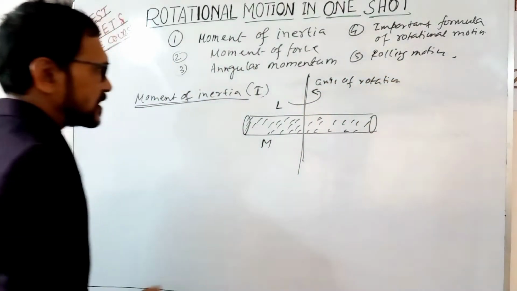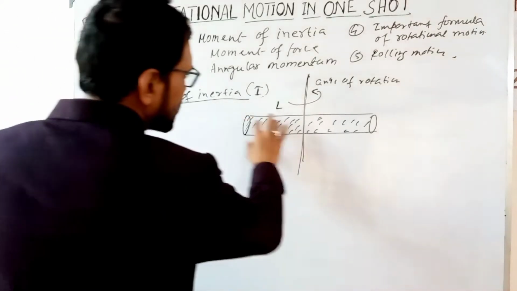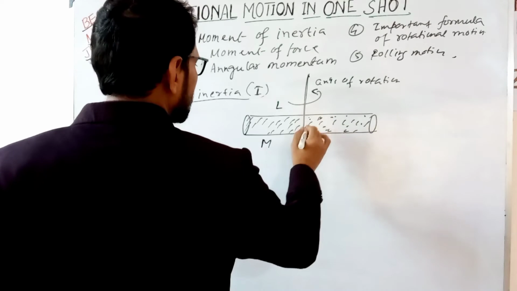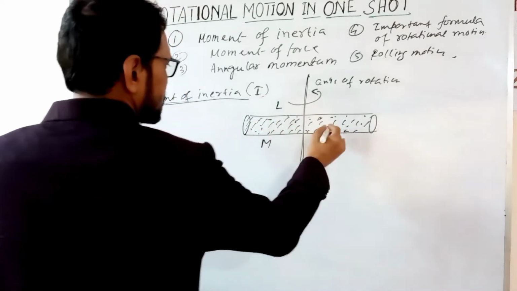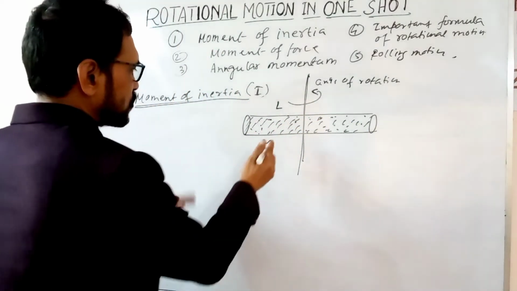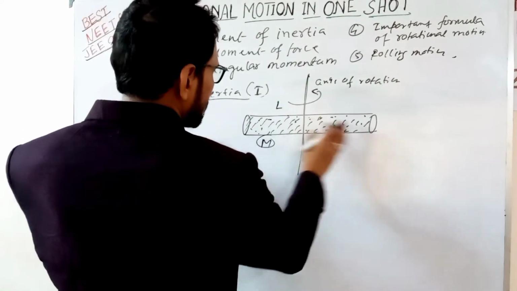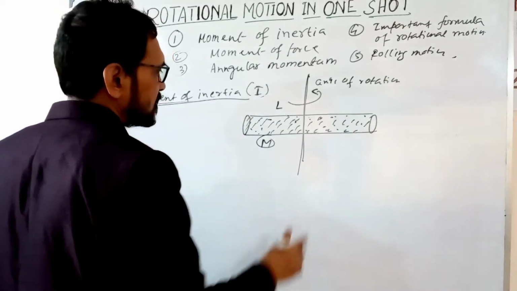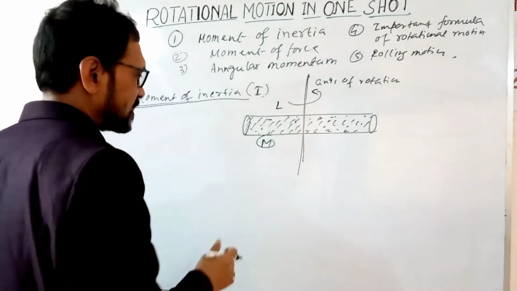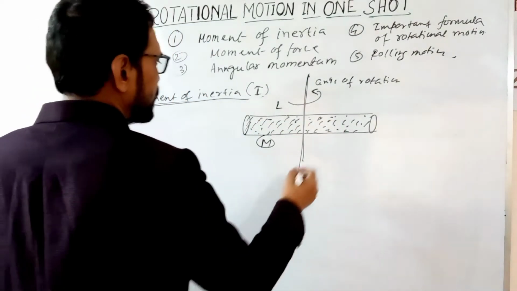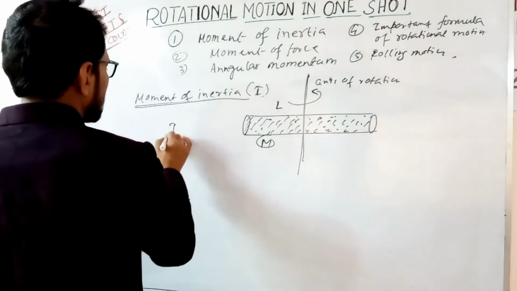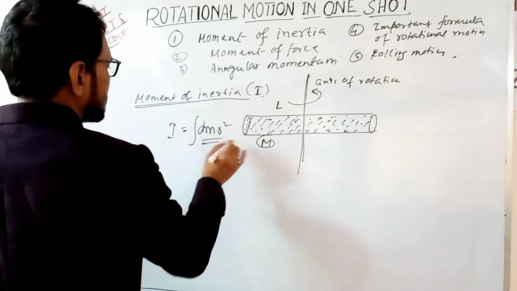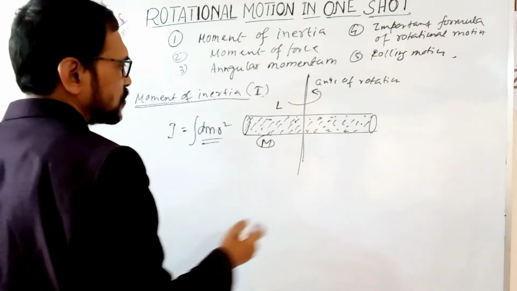Now how do we calculate the moment of inertia? This is a continuous, distributed mass system. No point mass is present; the total mass is distributed uniformly throughout the rod. Now to calculate the moment of inertia, we take the integral of dm into r square; integration means summation.